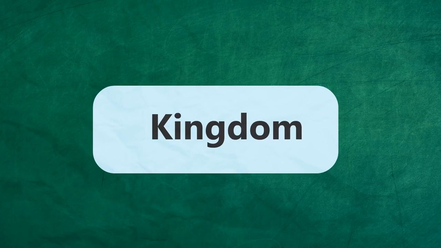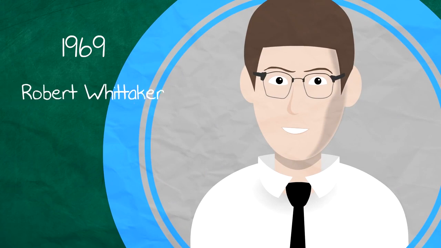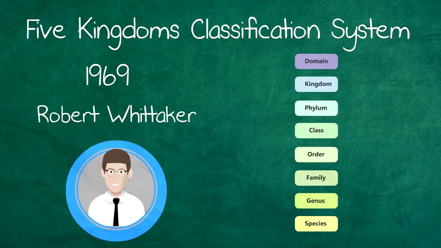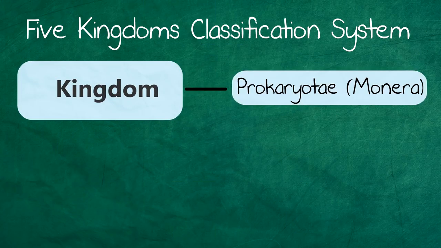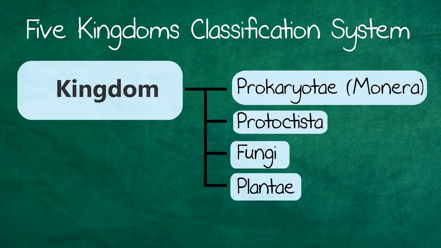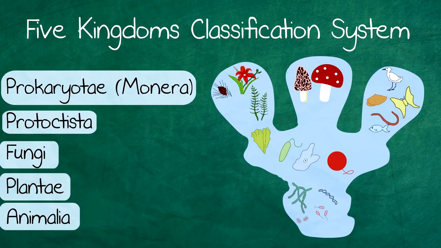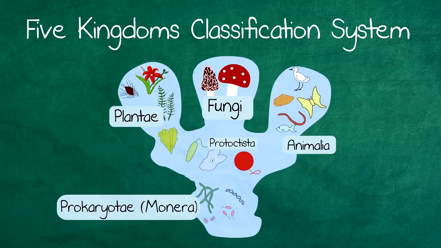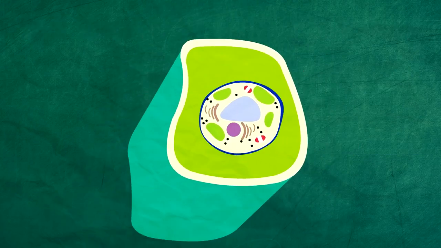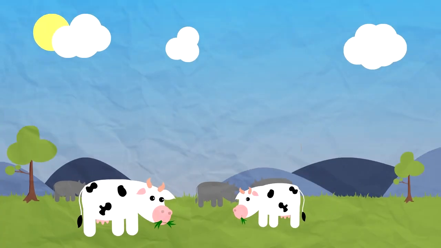So now looking at how kingdoms are broken down. In 1969, an American plant ecologist called Robert Whittaker introduced a 5 kingdoms classification system with the following 5 kingdoms: Prokaryota, Protoctista, Fungi, Plantae, and Animalia, which was mainly based upon differences in nutrition. Each kingdom has characteristic features so that an organism can easily be assigned to one of the kingdoms. These characteristics are based on cell walls, whether they are eukaryotic or prokaryotic, and on the way they get nutrition.